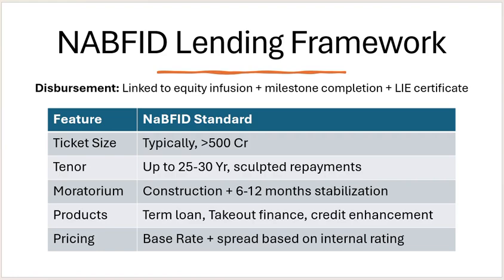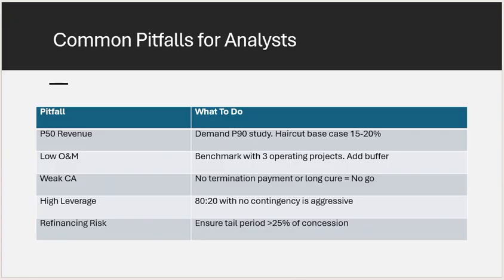So let's move to the second slide, guys, where we are going to discuss the common pitfalls in the analysis. What are the common pitfalls, and what to do about each pitfall? Suppose there is only a 50% probability of generating the revenue that matches the requirement or the cost of the project. It's just 50%. So demand a 90% study. Do the 90% study demand, and the haircut should be 15 to 20%, which needs to be analyzed.